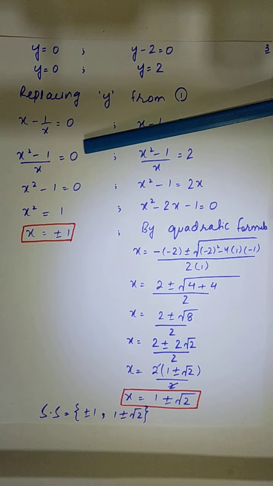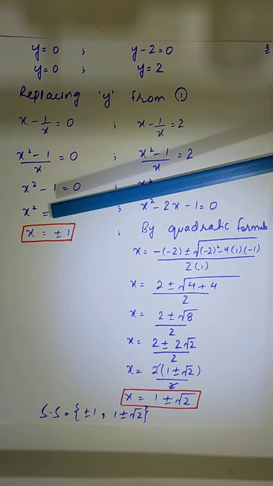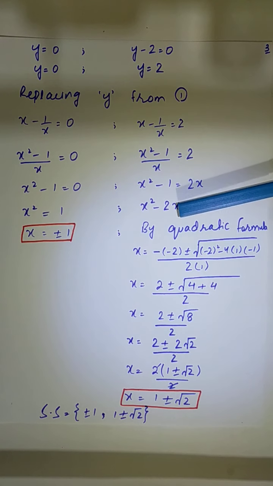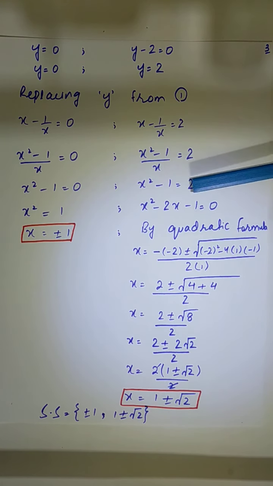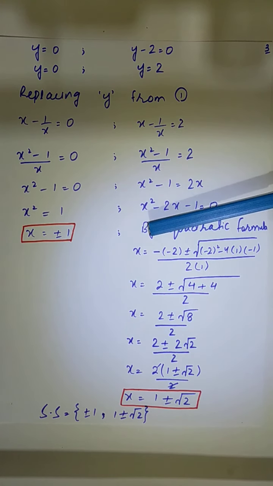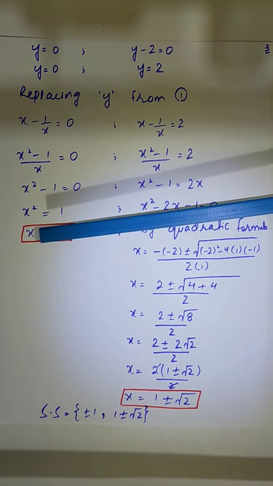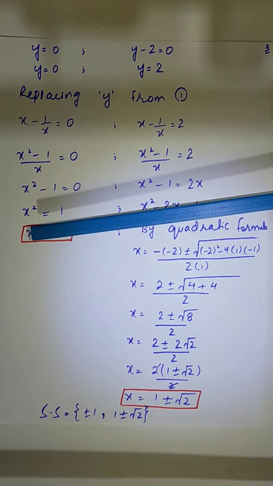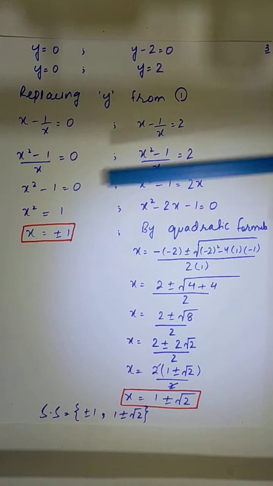x will multiply with 0 and this becomes 0 also. So x square minus 1 is equal to 0, and from this side x square minus 1, x will come here and this becomes 2x. So 2x will move to that side and this becomes x square minus 2x minus 1 is equal to 0. And from here x square is equal to 1. So when you take the square root on both sides, you get x is equal to plus minus 1.